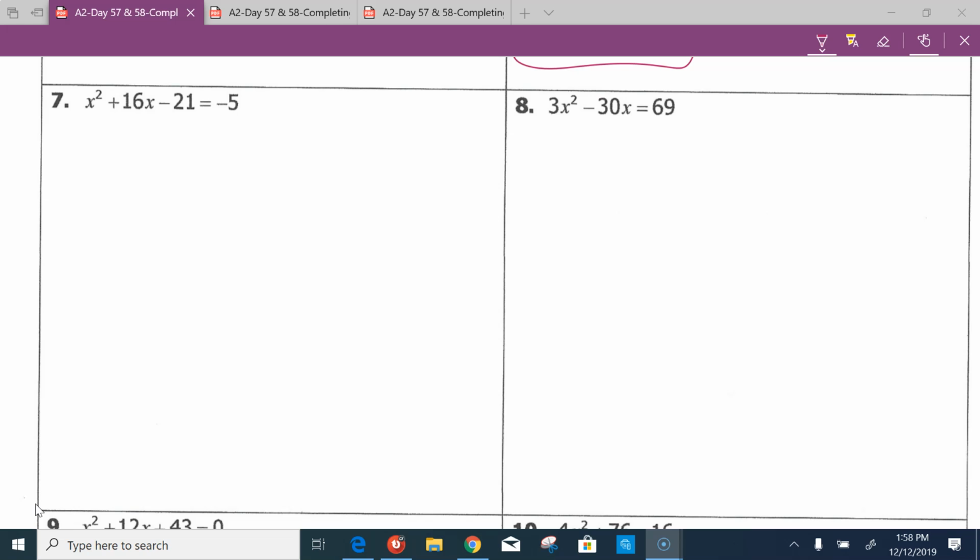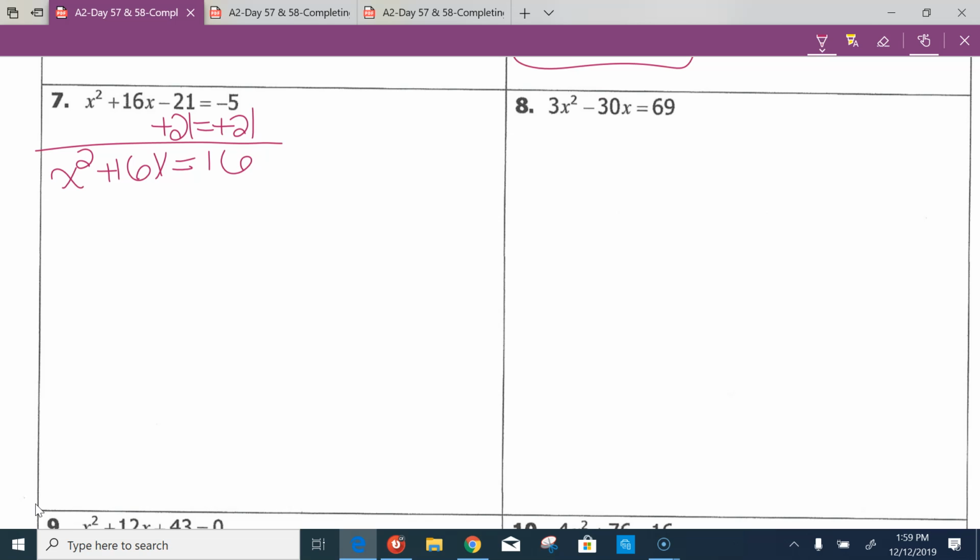Number 7, we have our quadratic equation. However, we have a constant on the left and on the right side. So I have to get rid of this constant that's on the left, and I'll do that by adding 21 to both sides. That way it'll remove it from the left side. Now I have x squared plus 16x equals negative 5 plus 21 gives me a positive 16. So now I need to check, does my x squared have a coefficient of 1? And yes, there's only one x squared, so I can skip step 2 and go on to step 3.